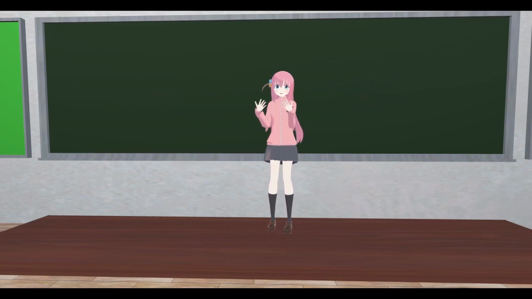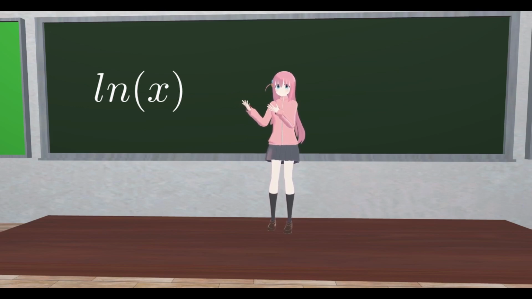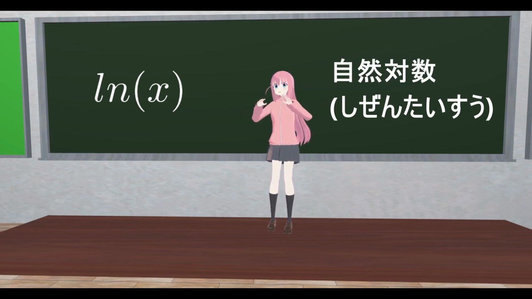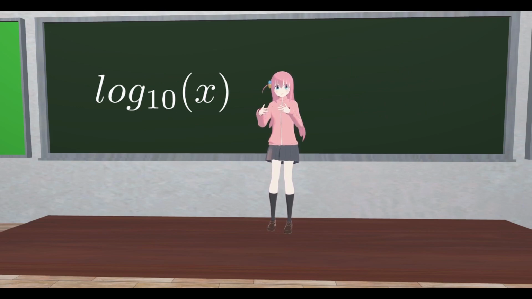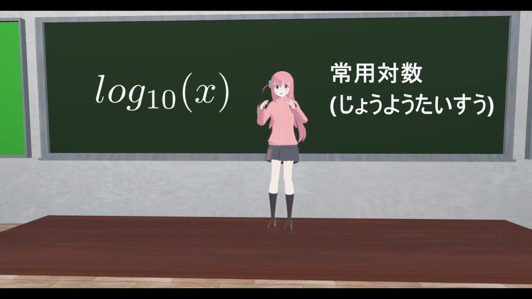There are 2 bases where the logs have their own names. First of all, there's the natural logarithm, just like in English. People sometimes read that as エルエヌ, but if you want to give it its own proper name, then it's just しぜんたいすう, just like in English. Literal translation, しぜん means nature or natural, and たいすう means logarithm. And the base 10 logarithm is called the 常用対数, or the common use logarithm.